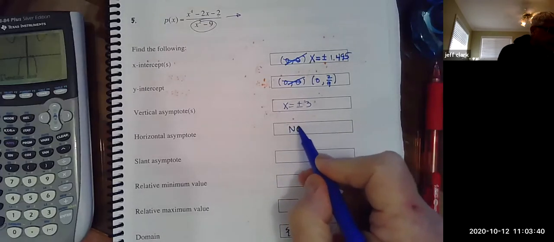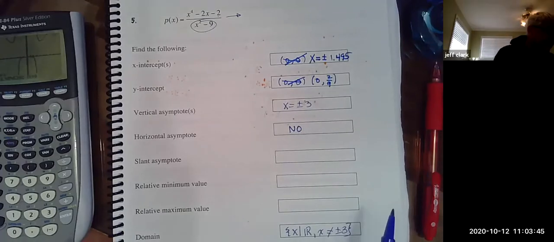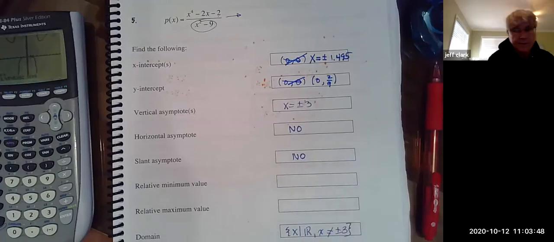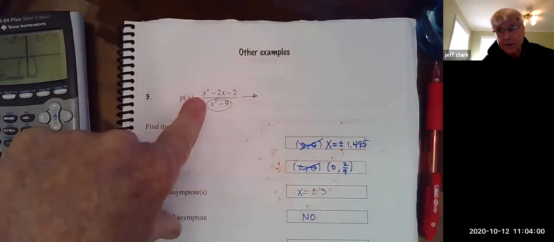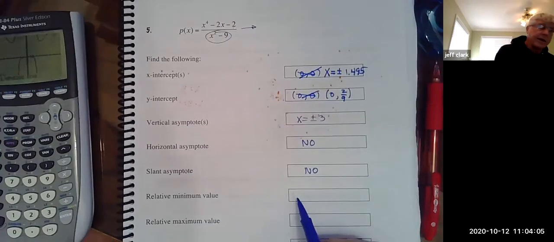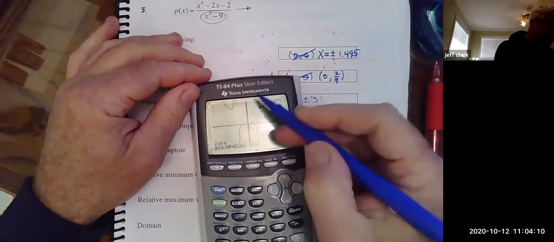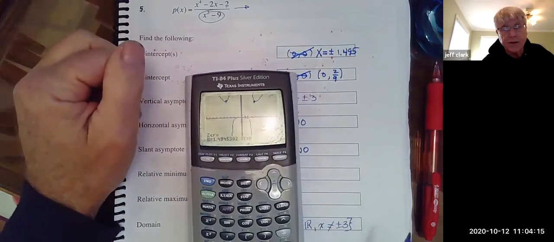You know why? Well, because the denominator is bigger than the numerator, in power. Slant asymptote, there isn't one. It's because to have a slant asymptote, you have to have the degree exactly one more in the numerator than the denominator. And you have 2. The degree is 2 more. So there's no slant asymptote. And relative mins and maxes are going to be found likely right here, which you guys know how to do, and I'm not going to attempt to do that. You know how to do those.